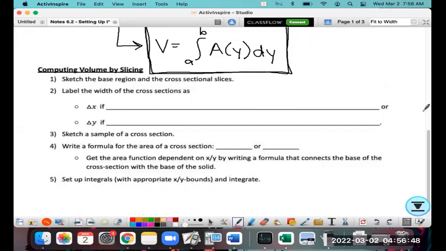So if the cross sections are perpendicular to the x-axis, let me just draw some figure. Let's say that this was my shape. That was the base of my solid. If my cross sections are perpendicular to the x-axis, that means that they're going to be crossing the x-axis. So perpendicular. And that would be a tiny little change in my x values. So cross sections that are perpendicular to the x-axis will get labeled delta x. Cross sections perpendicular to the y-axis or cutting through the y-axis are going to be changes in y or delta y.